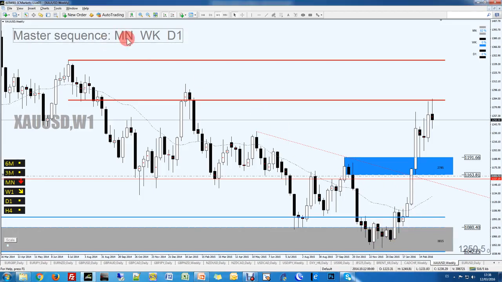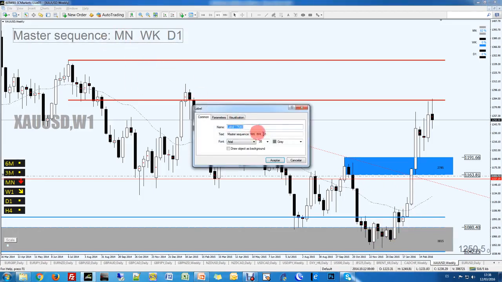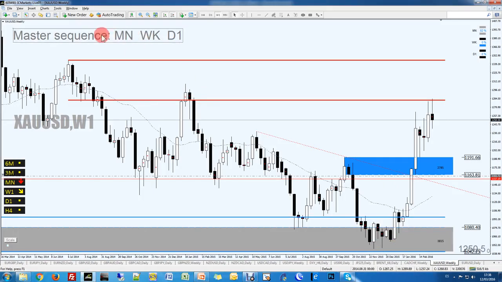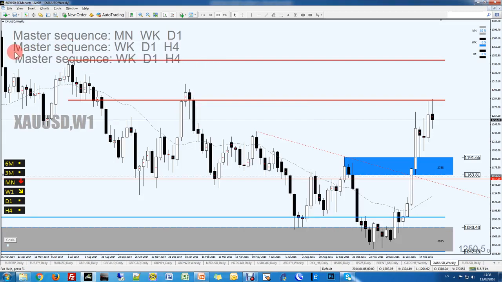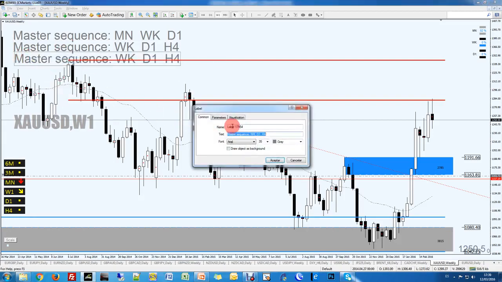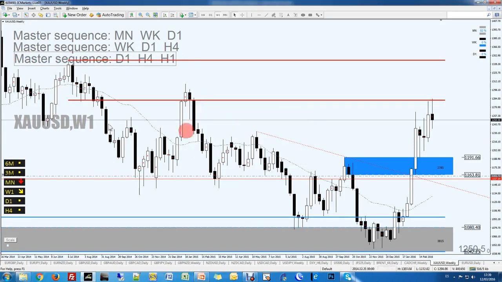We can use a sequence here. Let me clone it with the Control key and then drag it. We could start using, not the weekly yet, but the daily, H4, and then I clone it again. We drill it down to the daily, H4, H1. So here for intraday traders, once this is out, we've got a lot of room to here.